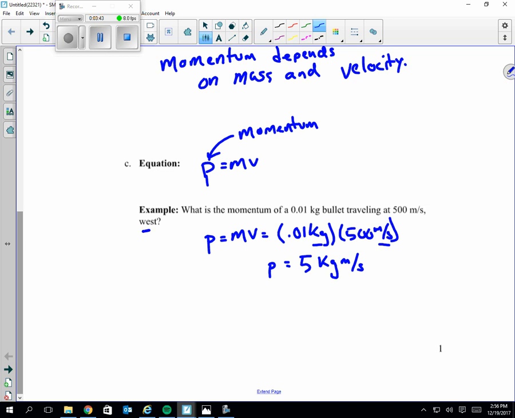Now, we have a direction here, west. Momentum is a vector, so direction is important. So we're going to say it's west as well. Or we could say p is negative 5 kilogram meters per second. If east is positive, then west is negative.